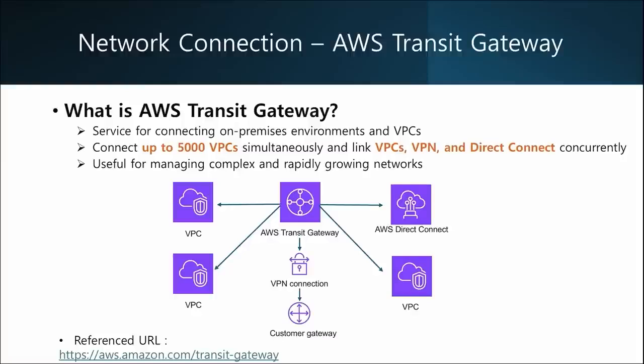Next, I will explain Transit Gateway, which I mentioned earlier while explaining VPC peering. Transit Gateway is a service to connect on-premises environment and VPCs. You can connect up to 5,000 VPCs, and you can also connect VPCs, VPNs, and Direct Connect, which we learned about earlier. This makes managing network connections a little easier.